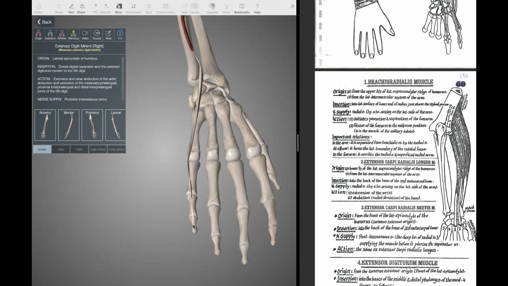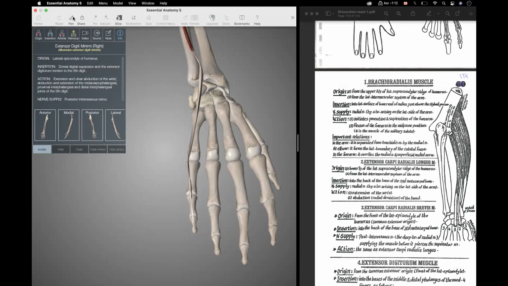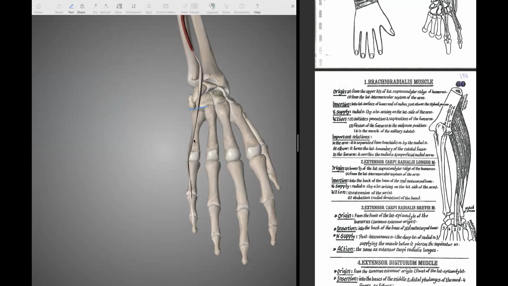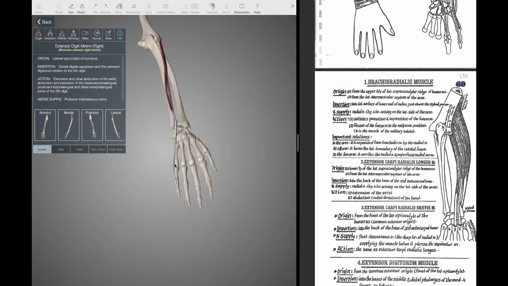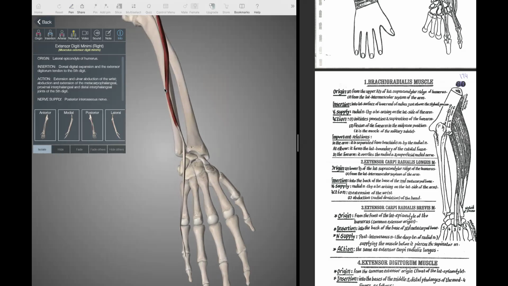Extensor digiti minimi, of the fifth digit. It will do extension of these joints: carpometacarpal, metacarpophalangeal, and interphalangeal joints. It can also adduct the wrist and also extend it. For this one, the innervation, you have the posterior interosseous nerve.